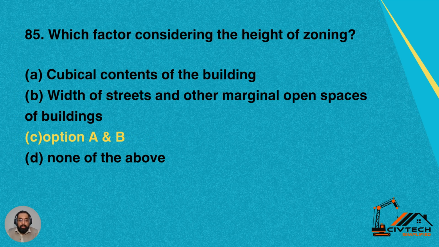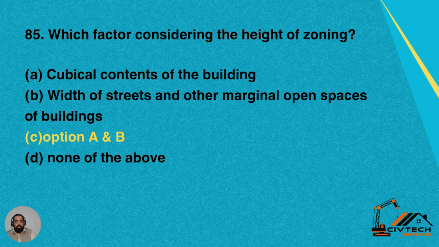85. Which factor is considered for the height of zoning? So what are the factors which should be considered when specifying the height of a specific zone? Number A, cubical content of the building. B, width of streets and other marginal open spaces of the building. Number C, option A and B. Option D is none of the above. So option A and B are correct.